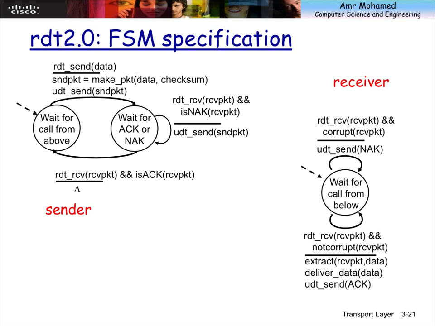And on the receiver side, I'm receiving the packet. If the packet arrives correct, send an acknowledgement. If the packet arrives incorrect, send a negative acknowledgement. But in all cases, I'm only waiting for the packet. That's it. So that's why we have just wait for packet from below. So we only have one state. I also have to say that you can design these finite state machines slightly differently, by the way.